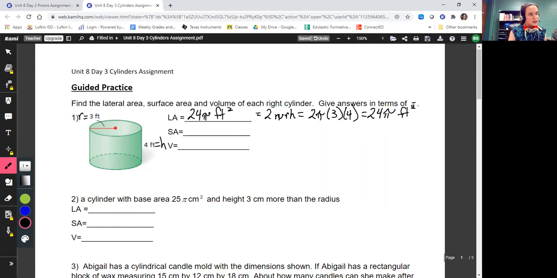And our formula for total surface area of a cylinder is 2 pi r h plus 2 pi r squared. So again, we're going to fill in our radius and our height. So 2 pi times our radius of 3 times our height of 4 plus 2 pi times our radius of 3 squared. And that gets us 42 pi feet squared for our total surface area.